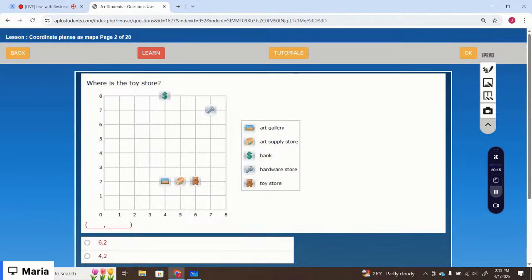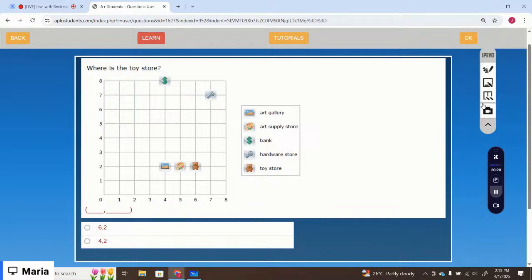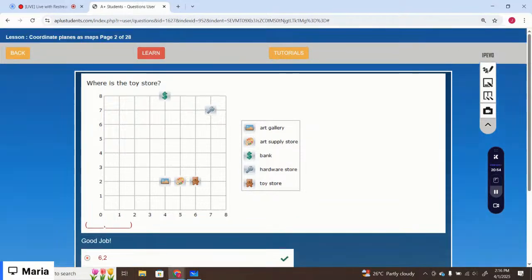Where is the toy store? Toy store. Here it is. You just have to see the location of the toy store. So the toy store is at 6 and 2. Option number 1 is the correct option. Toy store is at 6 and 2.